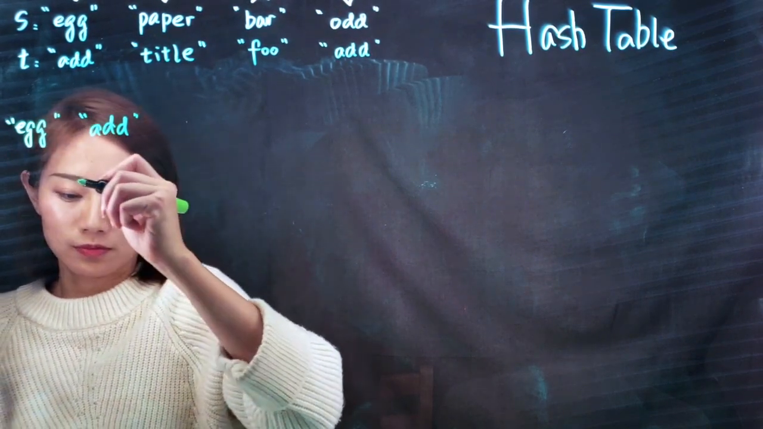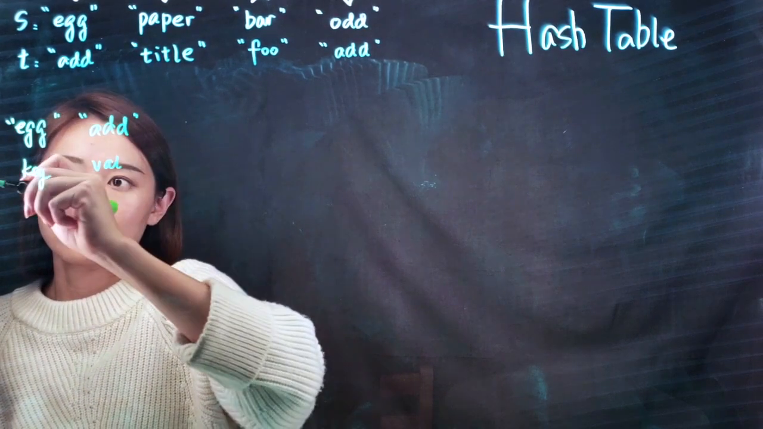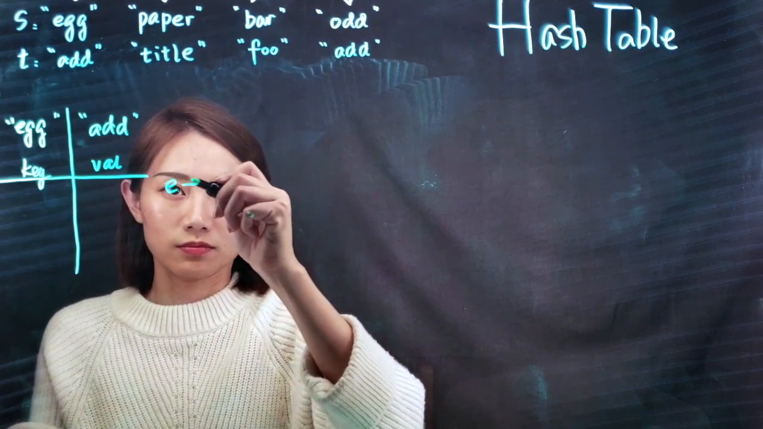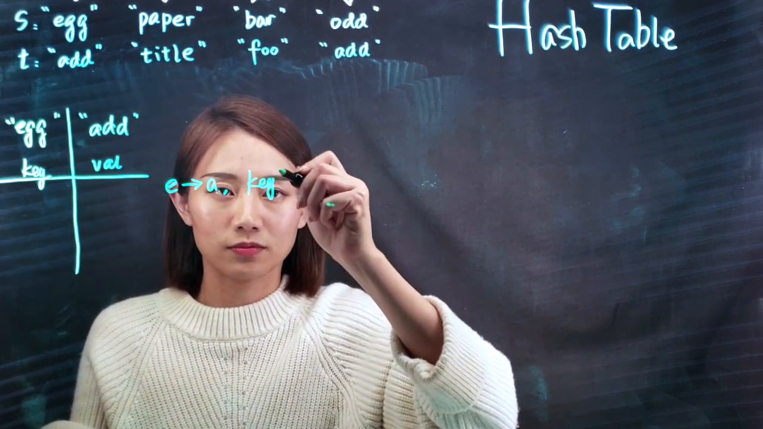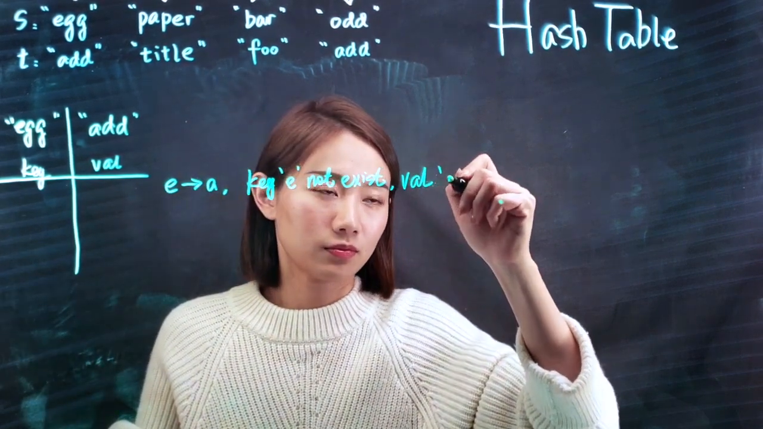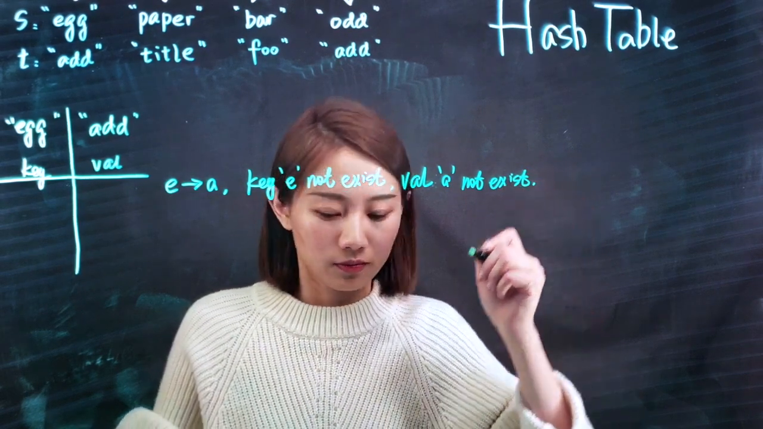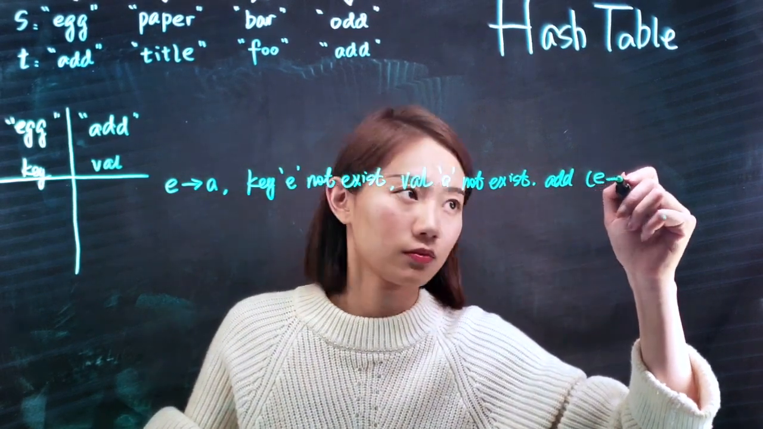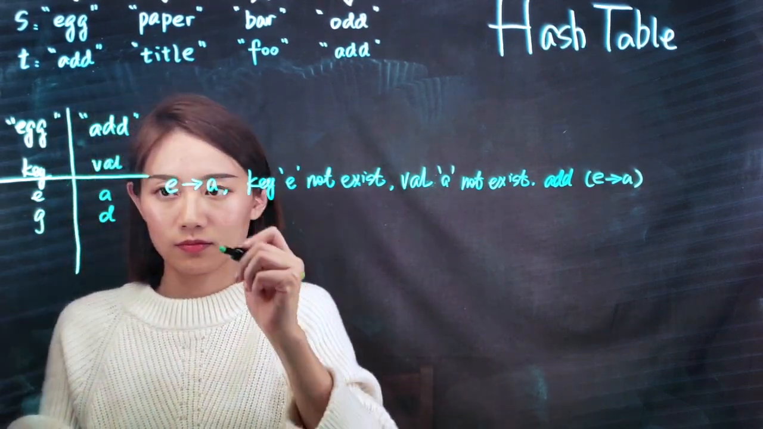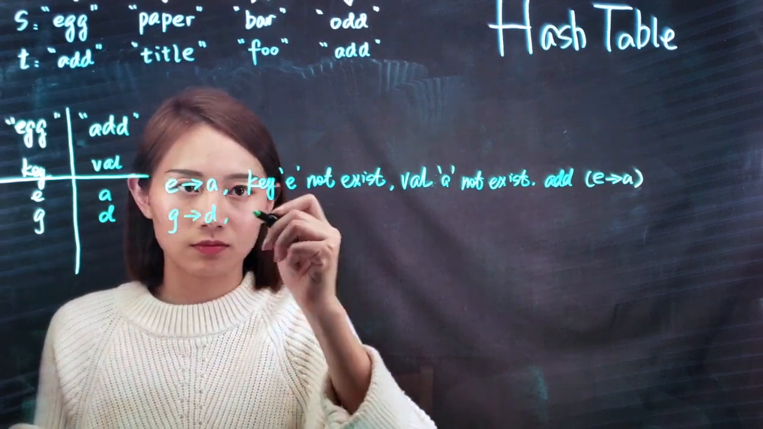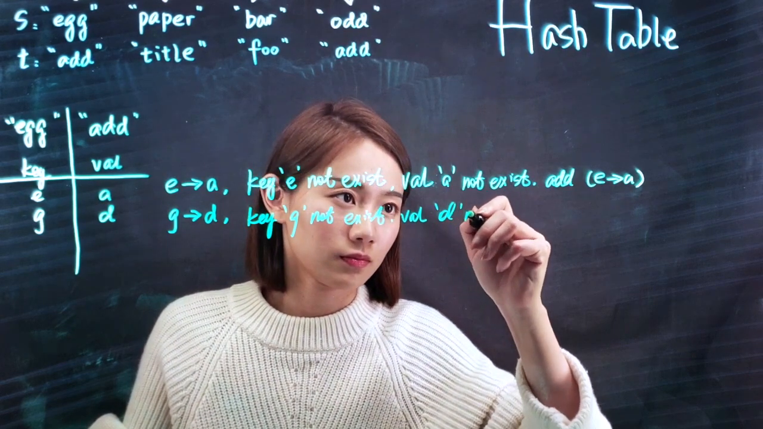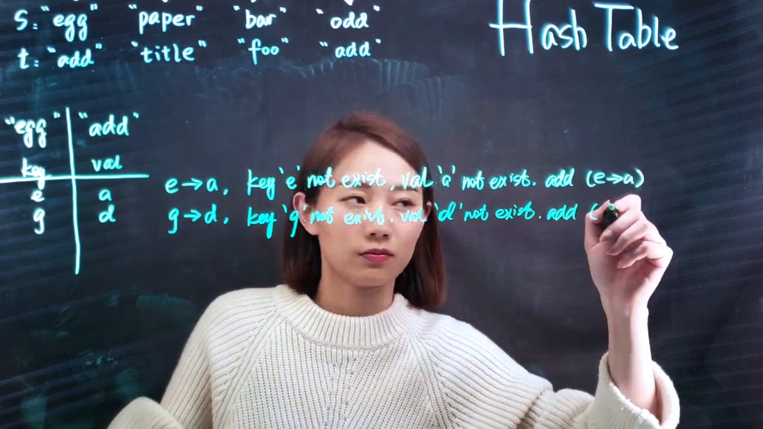Let's walk through some test cases to see how it's going to work. For string egg and add, first, E to A. Key E does not exist in the map, and the value A does not exist in the map. So it means there hasn't been any mapping for E and A for now, so we can just add them to the map. Second round, G to D. Key G does not exist. Value D does not exist. So like the first round, just add G to D to the map.